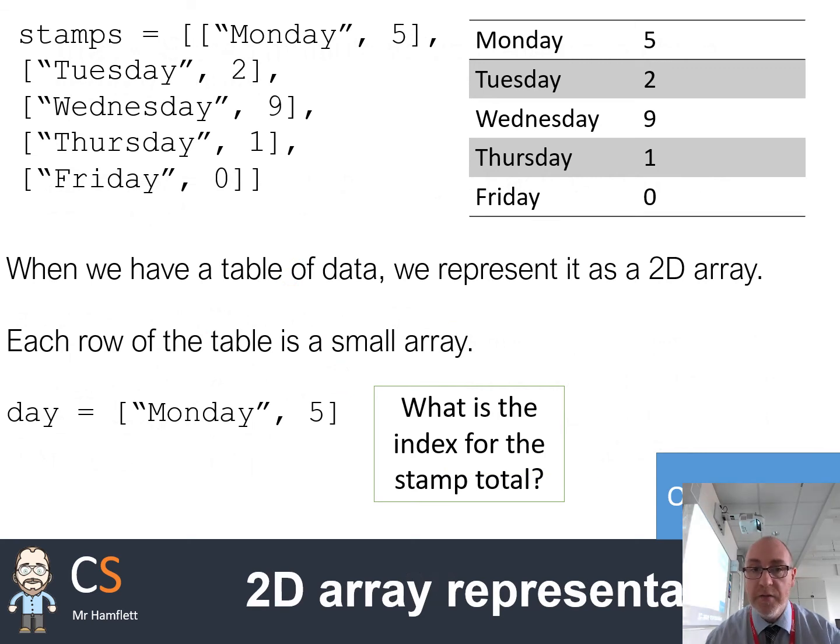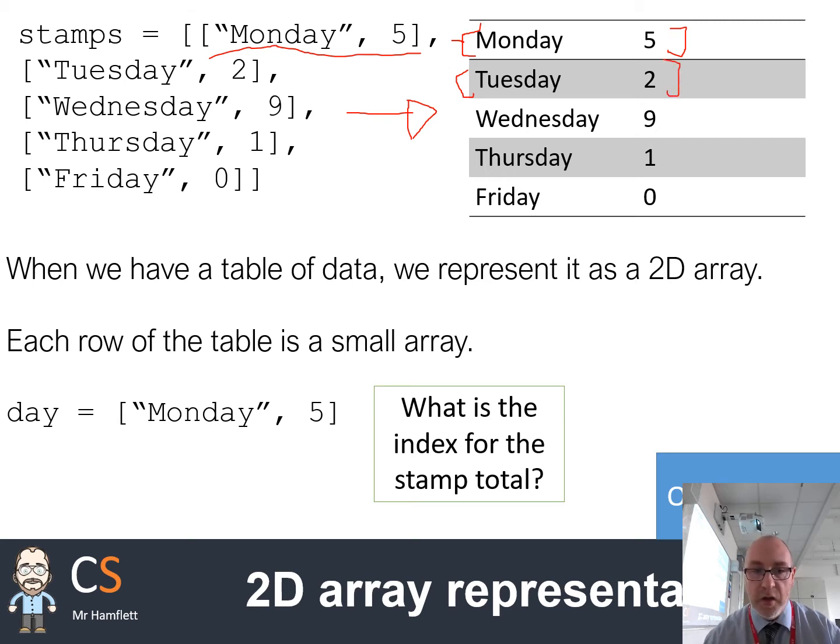Here I've got the table version of the array on the left hand side. This is just the way to think about it. Each row in the table is one array, and can be represented as an array. So you can see Monday is one array, and Tuesday is another array. Each row is like a mini array.